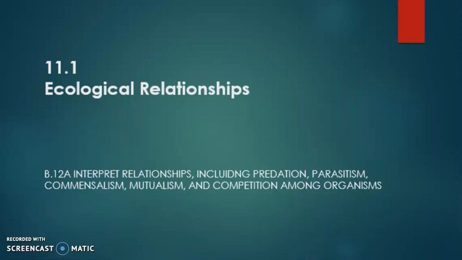Hey guys, welcome to probably what's going to be one of your favorite units of the year, 11.1 Ecological Relationships, and that's because it basically hinges upon you understanding the meaning of 5 words. That's predation, parasitism, commensalism, mutualism, and competition. If you can understand what those words mean and apply it to different situations, you're going to be doing great on the test for this unit. Okay, let's get started.